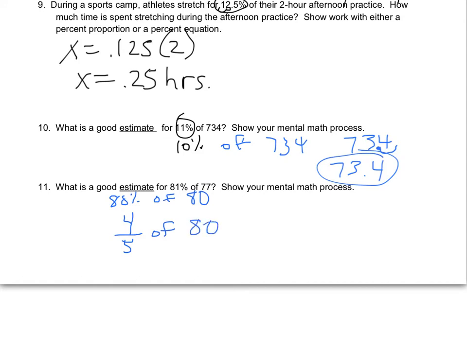Okay. So now we can do some mental math. We go ahead and kind of do a little check mark. You do 80 divided by 5. So 80 divided by 5 is 16. Multiply by 4. Times 4, and that is 64. Okay, so there you go.